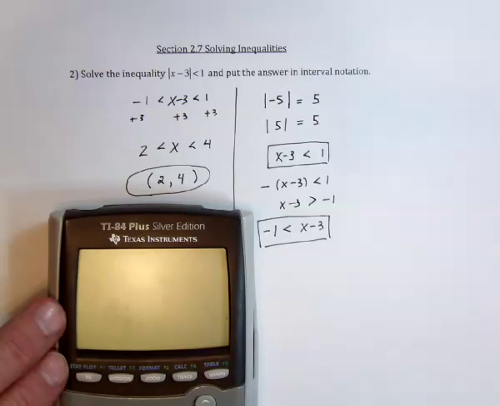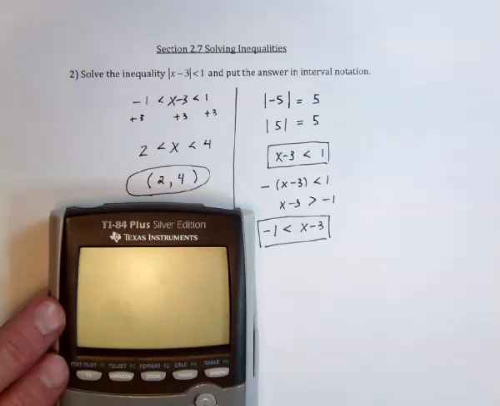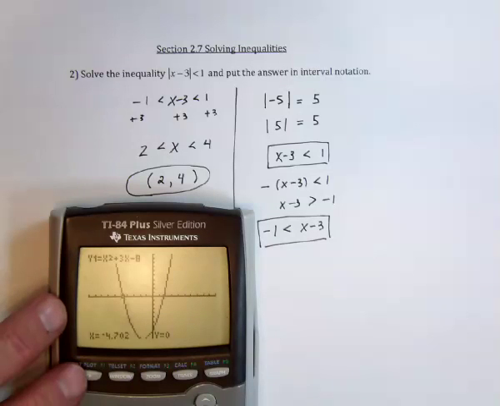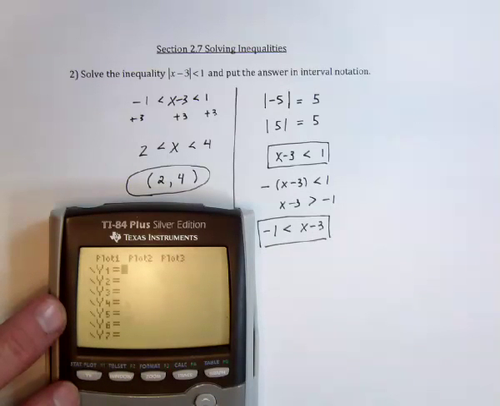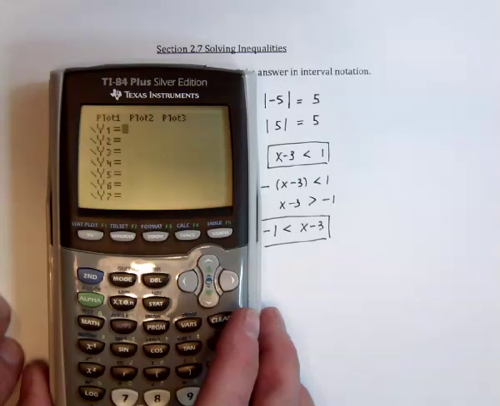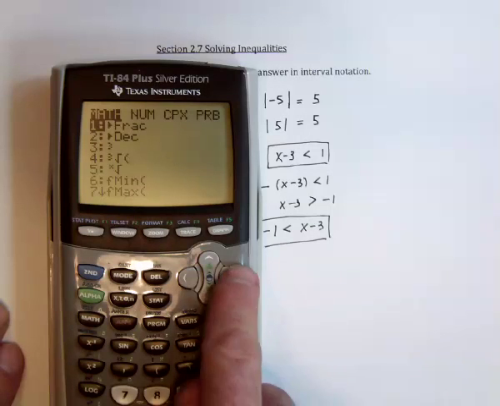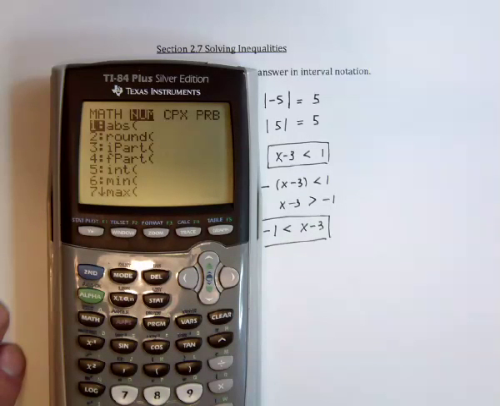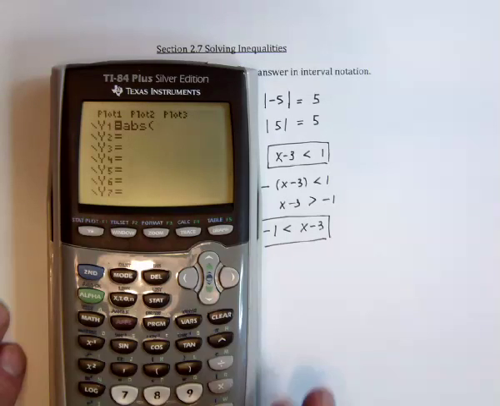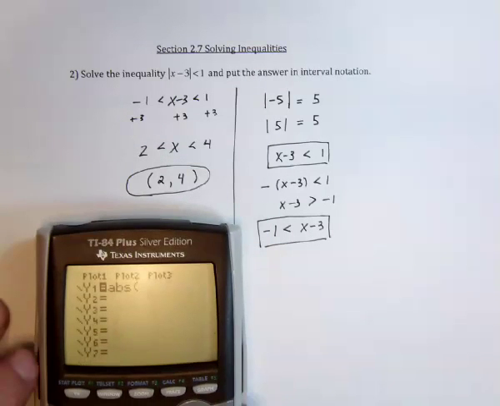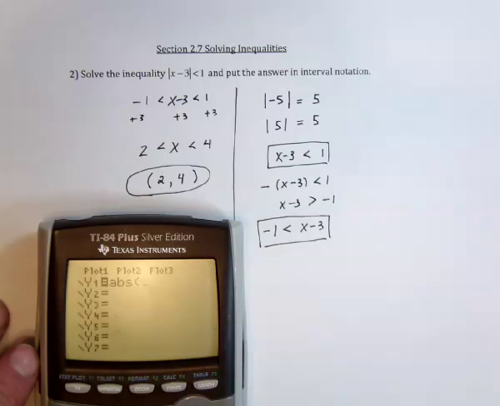And now, let's use the graphing calculator to verify that we got it right. In order to graph absolute value, I need to use the calculator's abbreviation for that. So go to the y equals first of all, and then right here under math, move over one to numbers, and the first one, ABS, stands for absolute value. So graph the original problem, the absolute value of x minus 3, and then I want to know when is that less than 1.